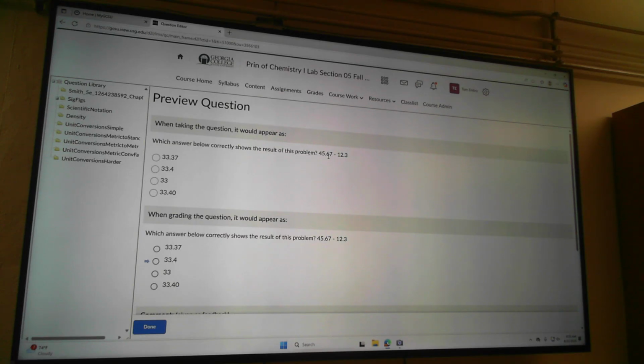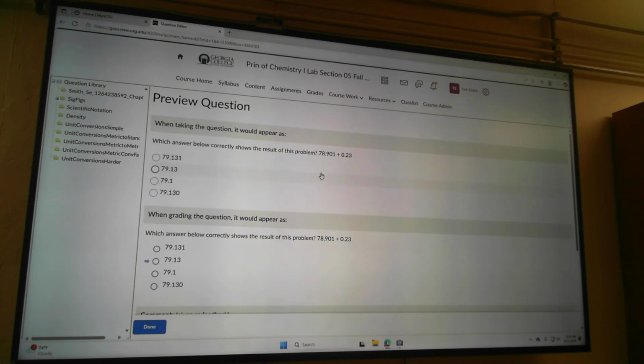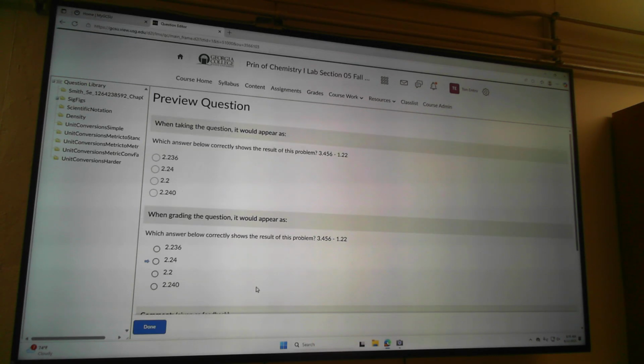So 2 after the decimal, 1 after the decimal. We need one that has 1 after the decimal, and there's only one of them. So we'll assume it calculated it correctly. Number 2, number 3. 3 after the decimal, 2 after the decimal. This one has 2 after the decimal. That's right. 4.